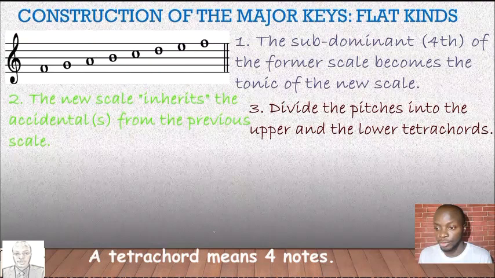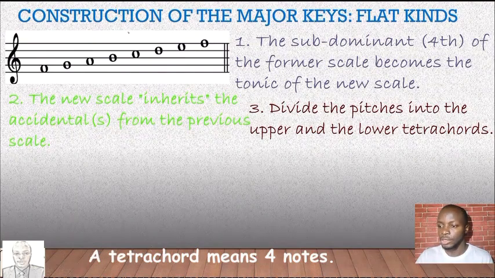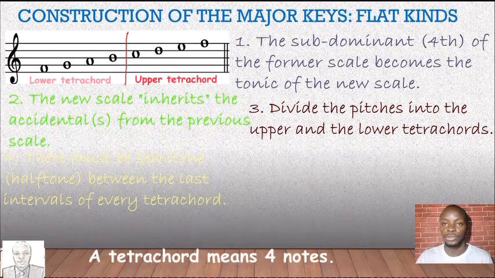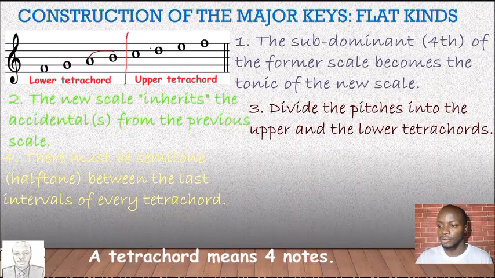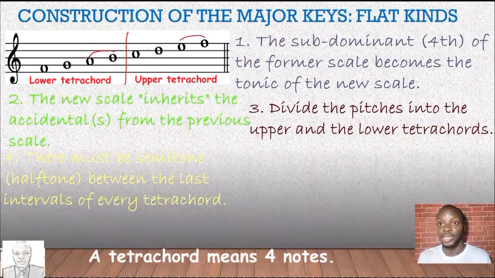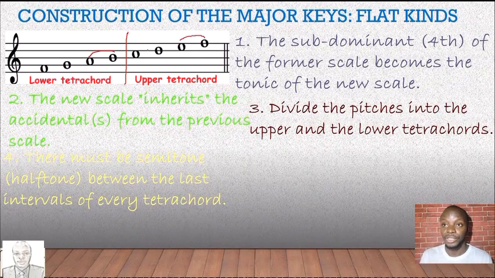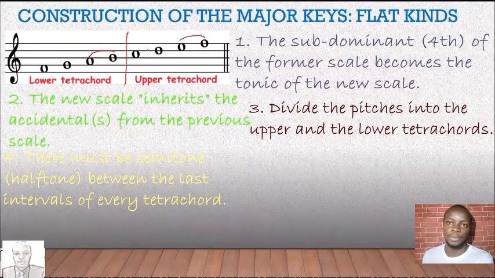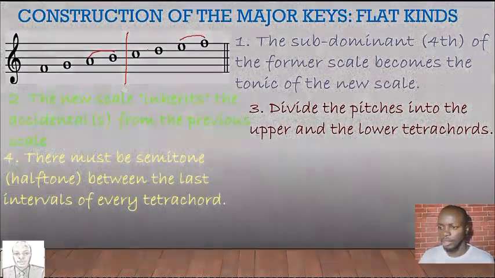C is just natural. So we're going to divide this scale into two equal parts so that we have the upper and the lower tetrachord. And you're going to ensure that you have a semitone between the last interval of each tetrachord. Most importantly, you want to ensure that the tone and semitone arrangement of the scale conforms to the tone, tone, semitone, tone, tone, tone, semitone arrangement. Now let's see what happened.